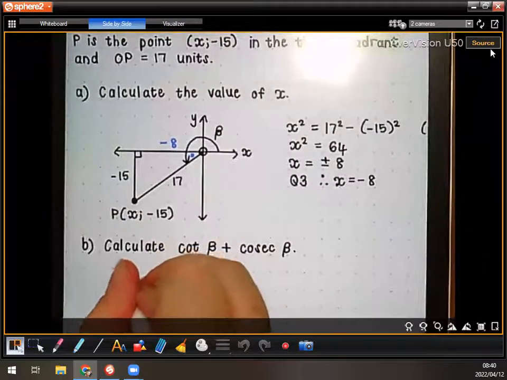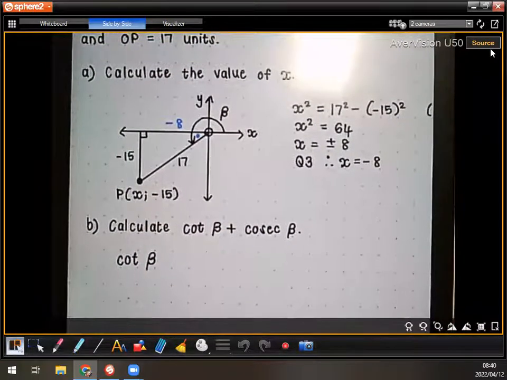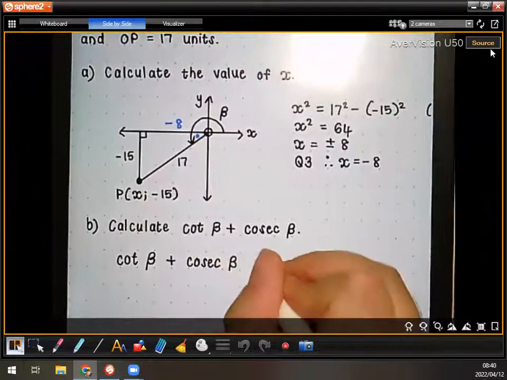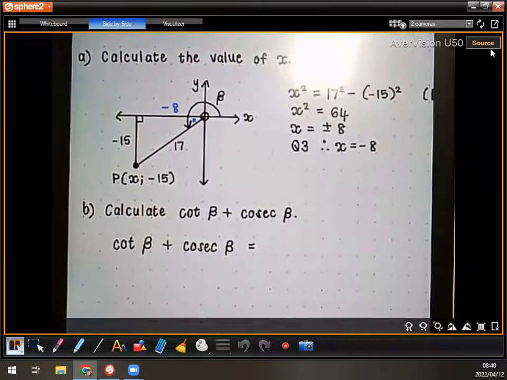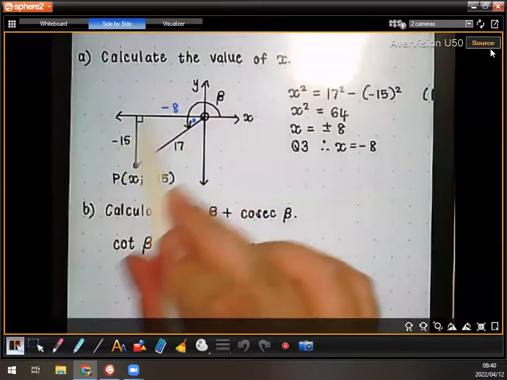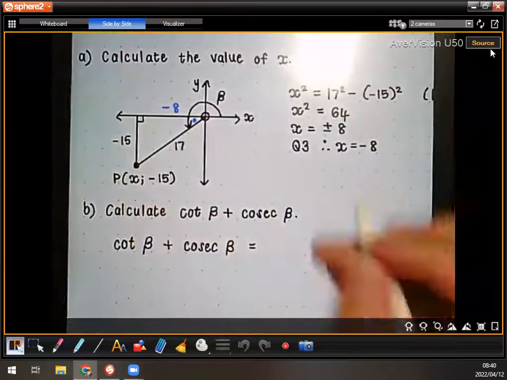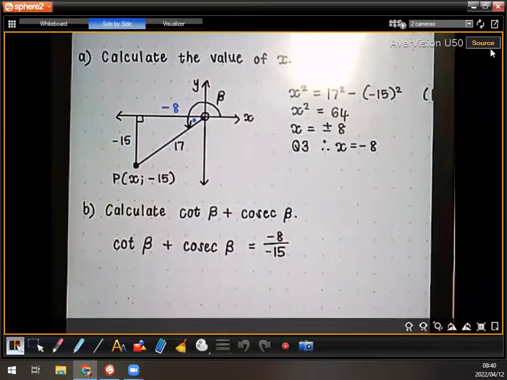What is cot again? Cot is the reciprocal of tan. It's easier to remember that tan is opposite over adjacent, so cot is then adjacent over opposite. So I'm actually not going to write them separately. I'm going to do it all in one line. Okay, so cot beta plus cosec beta. We said now that cot is adjacent over opposite. Tan is opposite over adjacent, so for cot, you just swap them around. So we're going to say adjacent over opposite, so negative 8 over negative 15. You don't have to show those negatives. You can actually cancel them out right from the start if you want. I'm just going to write it out for you.